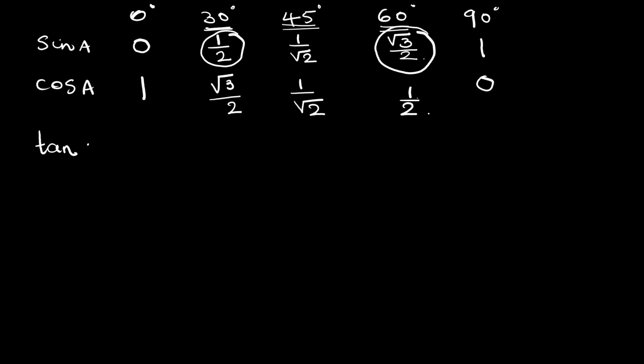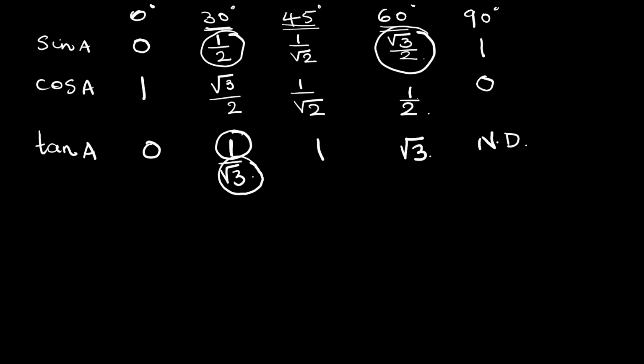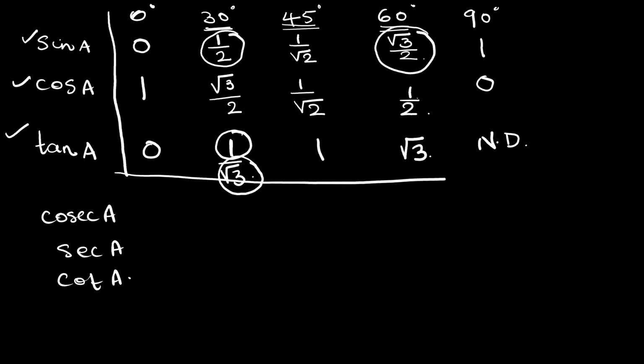Now we'll write about tan A. Tan A's first term is 0. Tan 0 is 0. Then tan 30 is 1 by root 3. Next will be 1, and 60 will be root 3. And 90 is not defined. So if you study sin, cos and tan, the remaining will be the reciprocals. Cosec, sec and cot would be the reciprocals of these. So study sin, cos and tan.